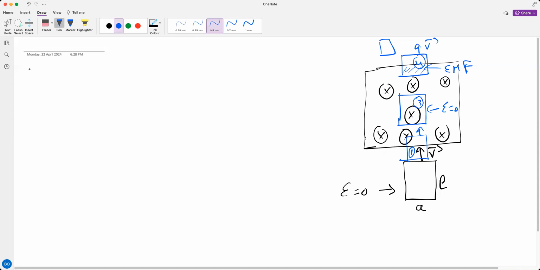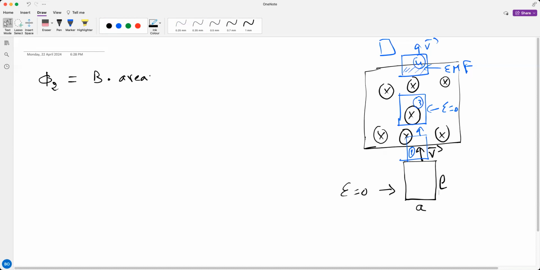Now the question here is to calculate the flux in each of these situations. Let's calculate the flux in situation 2. What is the flux? The flux is the magnetic field times the area. Now, what is the area that is exposed?